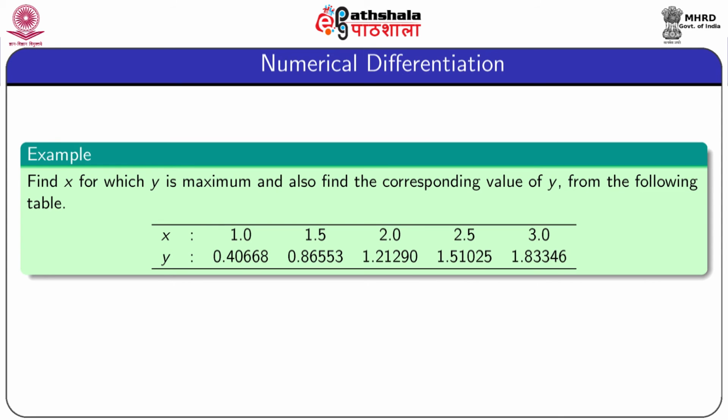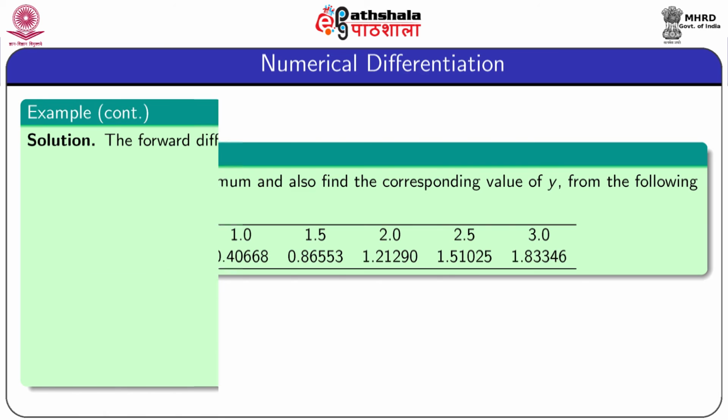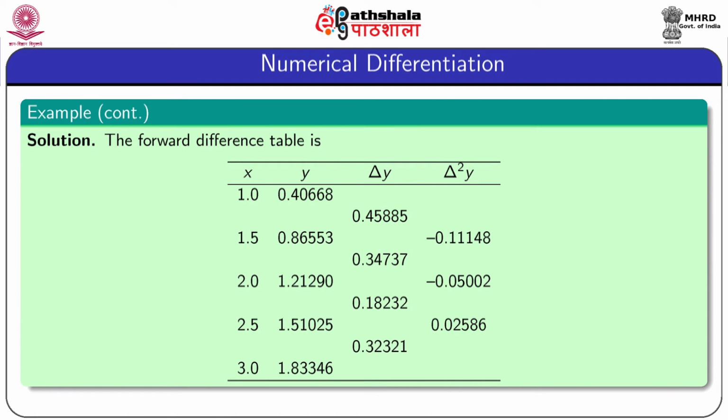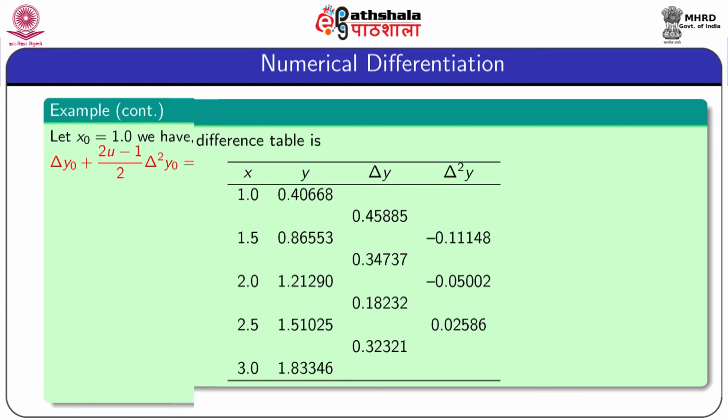Now we consider an example. Find x for which y is maximum and also find the corresponding value of y from the following table. That means from this discrete table of values, a set of points given in tabular form, we have to find the extreme value of the function y for a particular x. For this purpose we have constructed the forward difference table, which is explained in chapter 2.